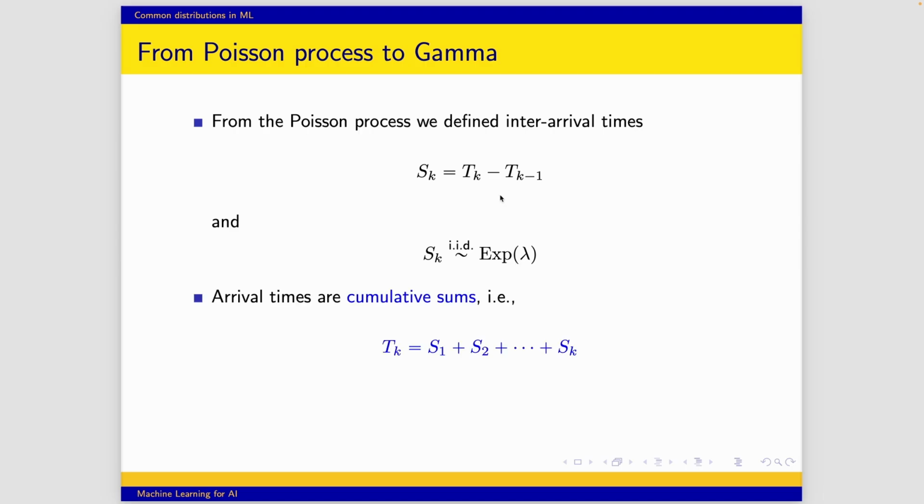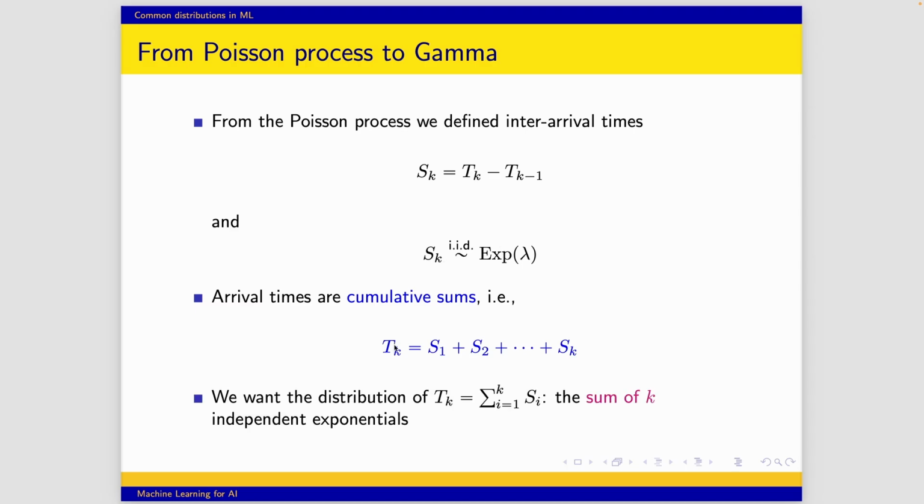So the arrival time, T_k, is a cumulative sum. T_k is obviously S_1 plus S_2 up to plus S_k, because we'll have these differences: T_k minus T_{k-1} will be S_k, and then we add to this T_{k-1} minus T_{k-2}, and the T_{k-1}s will cancel, and keep going, and they will all cancel, and the only term that will be left is this T_k.